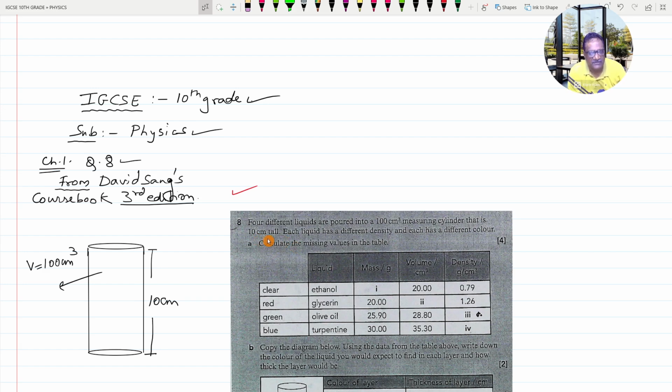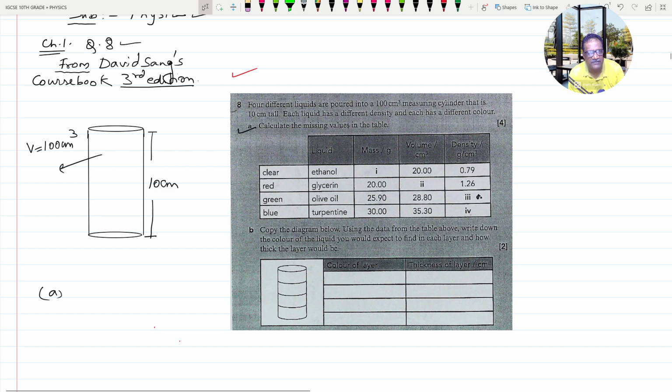The question says that four different liquids are poured into a 100 centimeter cube measuring cylinder that is 10 centimeter tall. So you can see a measuring cylinder I have drawn over here, which is 10 centimeter tall, and its volume is 100 centimeter cube. Each of the four liquids has been poured into this measuring cylinder, and each liquid has a different density and a different color as well. First, the A part of the question says calculate the missing values in the table. So, 1, 2, 3, 4, these are the missing values. First we are going to deal with these missing values.